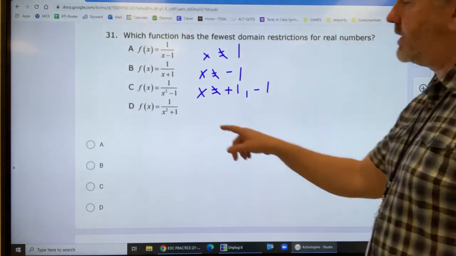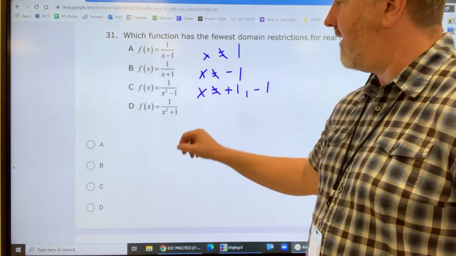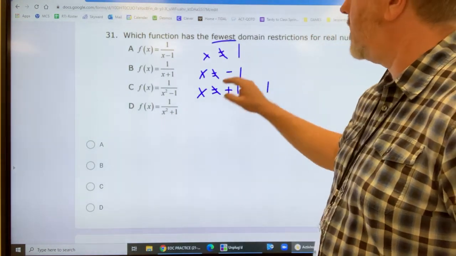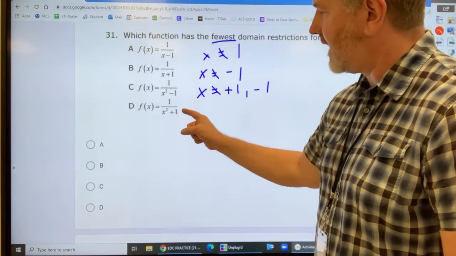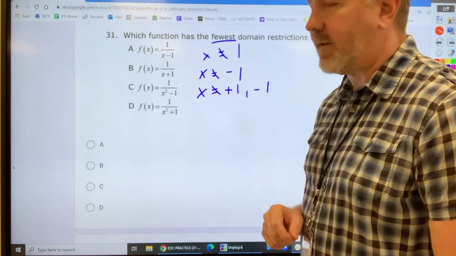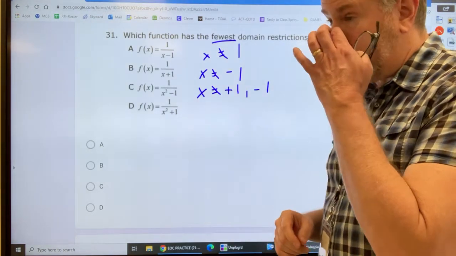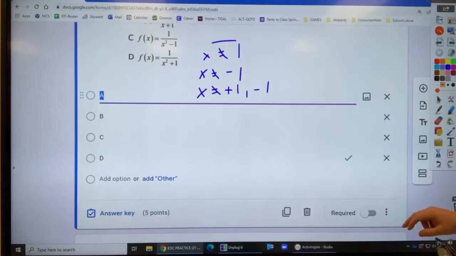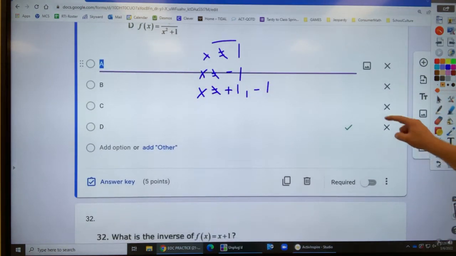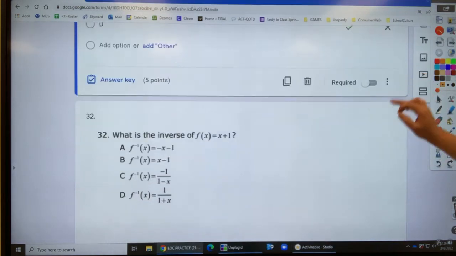All right, this is the only one. X can be everything. So it's asking for the fewest domain restrictions, so we're going to go with D on that one. There's no restrictions on x for this one. You can plug anything into that because it's squared. Squared plus 1 does not give us 0 on the bottom of a fraction. So we're going to go with D on that one, and there it is. All right.